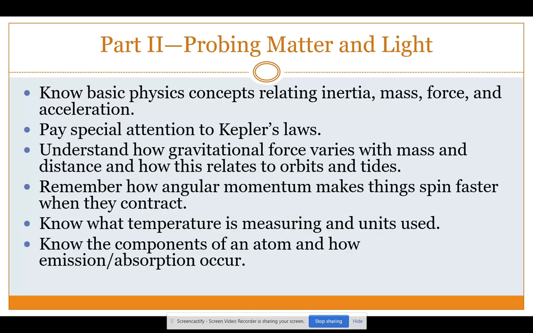Temperature. What's the unit of temperature we use in astronomy? Kelvins. So make sure that you're comfortable with Kelvin temperatures.